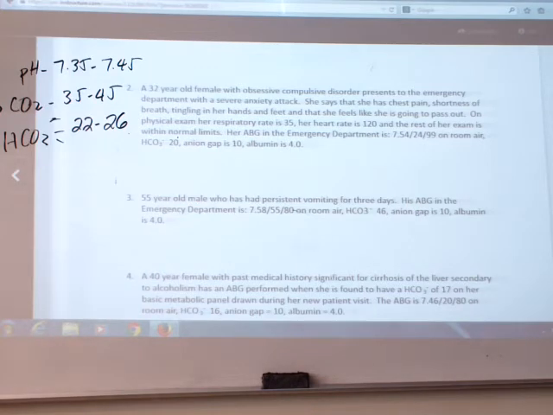Okay, so we know it's metabolic alkalosis. Uncompensated. Compensating. Metabolic alkalosis should be compensating.